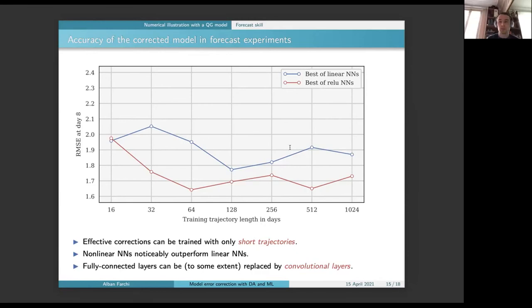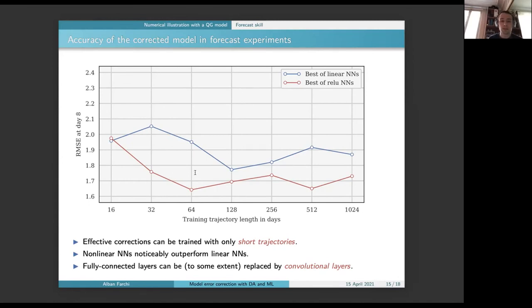In blue, this is the best of the linear neural networks that we have trained. And in red, this is the best of the non-linear neural networks we have trained, which use the rectified linear unit activation function. What we see from this plot is that it is possible to train effective corrections using only short trajectories. So we need less than 100 snapshots of analysis in order to get effective corrections.